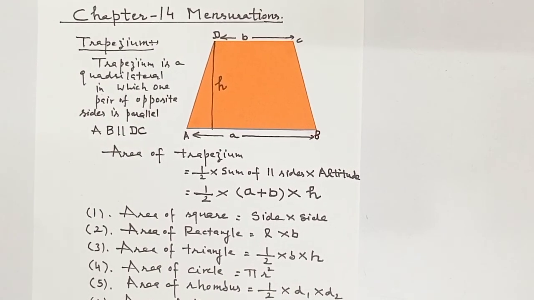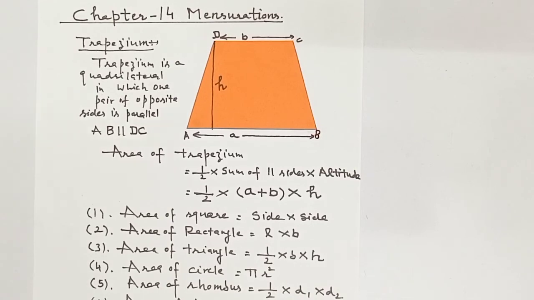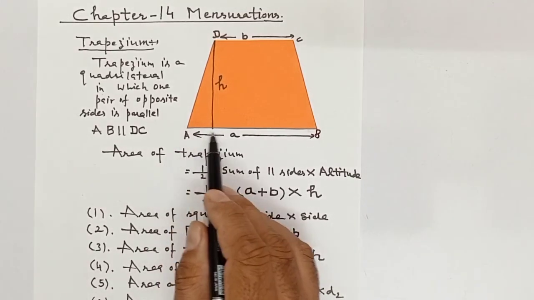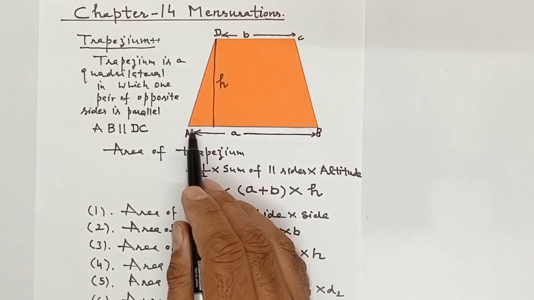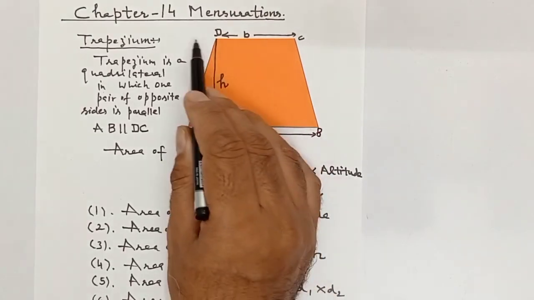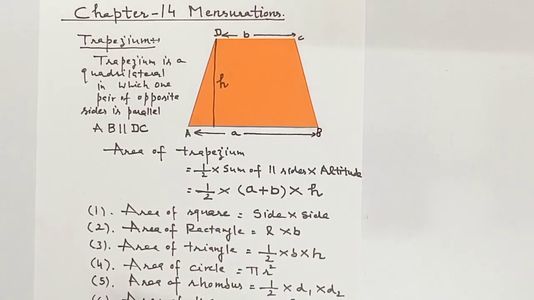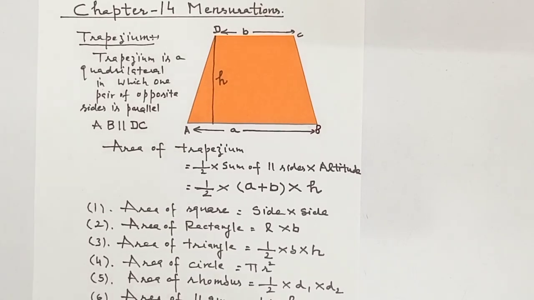Now worksheet 1 of mensuration is based upon the area of trapezium. I hope you have understood how to find the area of trapezium. So trapezium's shape will be like this. So not necessarily that broader side will come this side. It may come upwards also. Now after this, in my next video, I will do questions related to area of trapezium.